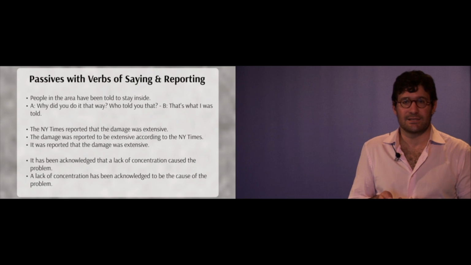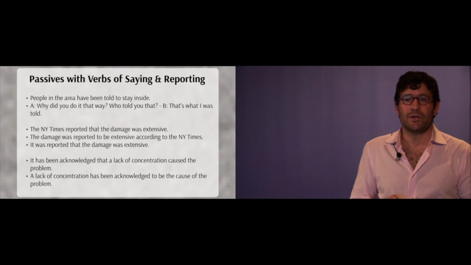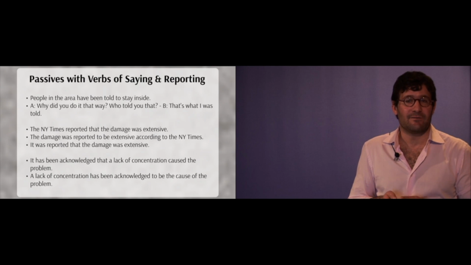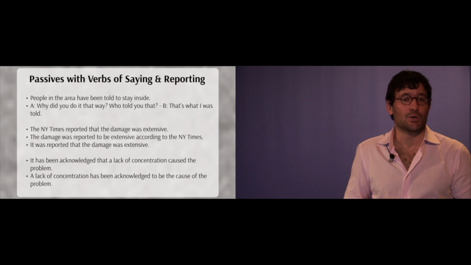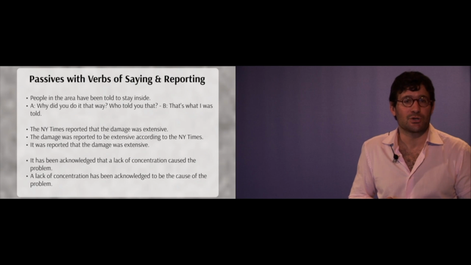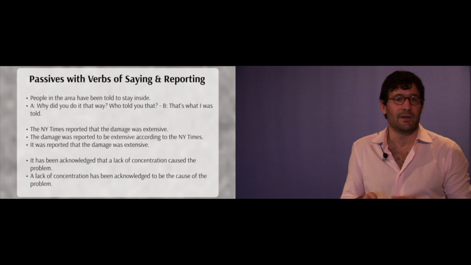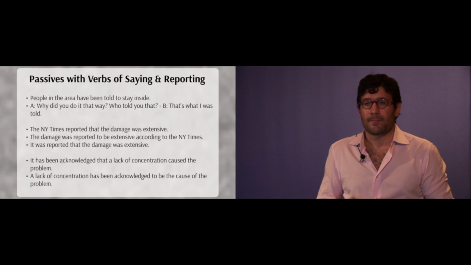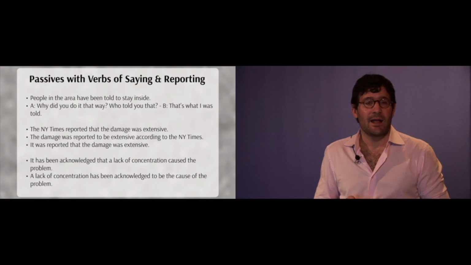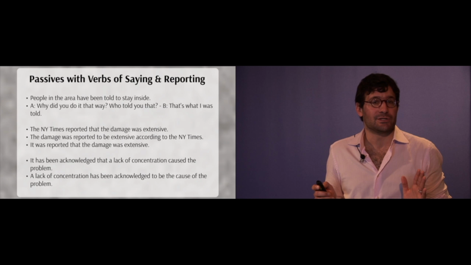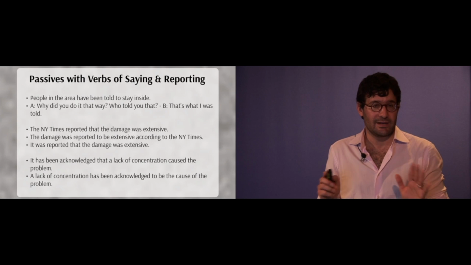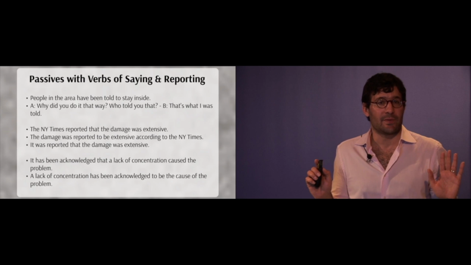So in these two example sentences, we use tell in the passive, in the first sentence as if it's an order. So people in the area were told to stay inside. They were ordered to stay inside, maybe by the police or by the government or something like that. Why did you do it this way? Who told you that? That's what I was told. That's what I was ordered to do, right? Somebody gave me that order. I was ordered to do it that way, right?